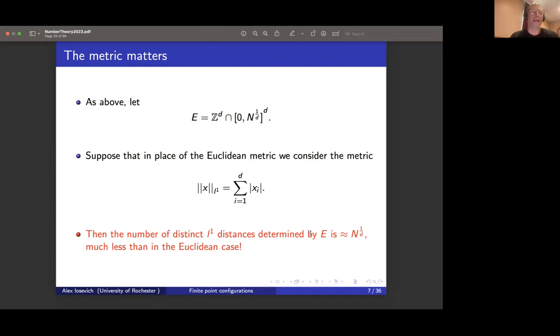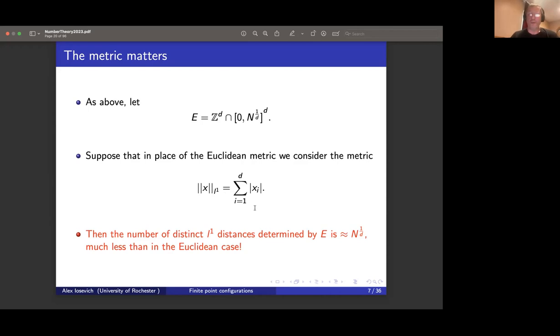In fact, for any distance induced by a norm in the plane, one can show that the number of distinct distances with respect to that norm is always bounded from below by a constant multiple of n to the 1 over d. And this is a very nice theorem due to Giulia Garibaldi from about 20 years ago. Okay. And so the metric matters.